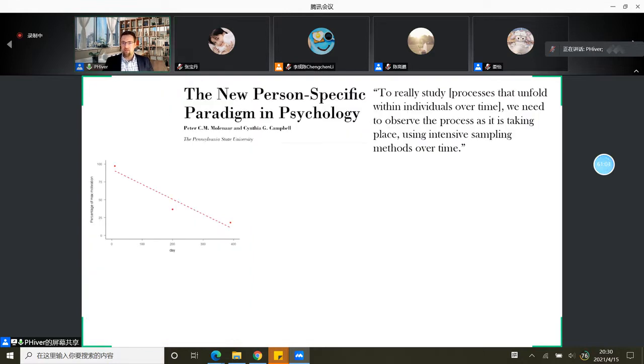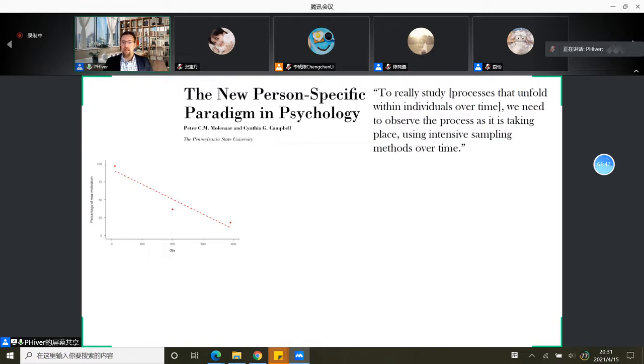So one of the pioneers of research methods for different scales is Peter Molenaar. I believe he's a developmental psychologist at Penn State University. And in a paper he once wrote, he said this: to really study processes that unfold within individuals over time, we need to observe the processes as they're taking place. So to illustrate, he shows a simple study where a researcher collects data, for example, on motivation here, at several different time points over a year, on day 1, day 200, and day 400.